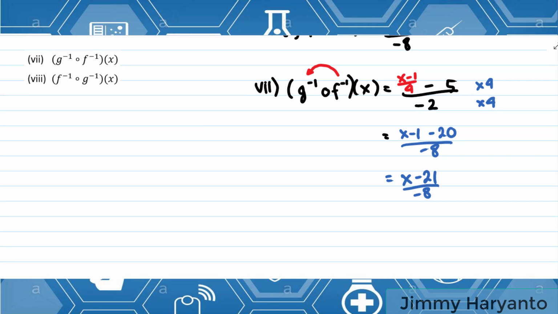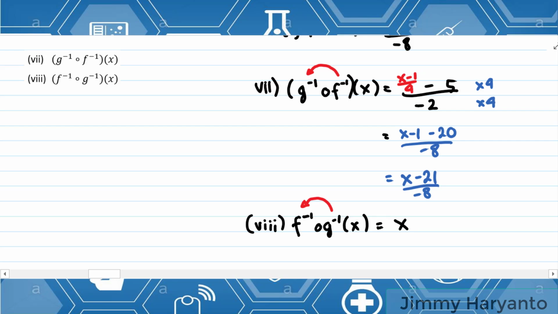Okay, the eighth question, F inverse of G inverse x. Okay, so you have to put the G inverse into F inverse. The F inverse is x minus 1 over 4, but you have to put the G, so we can erase this x and then change it into the G inverse.